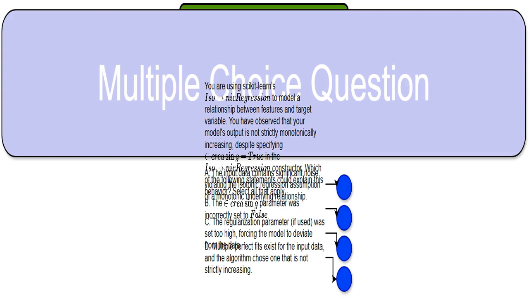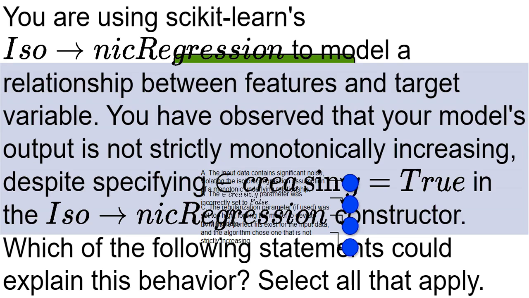I'm answering a multiple-choice question. I need to choose the best explanations for why isotonic regression might not be producing a strictly increasing function, even when I tell it to be. I'm using scikit-learn's isotonic regression to build a model, but something's wrong. Even though I told the algorithm to only give me increasing results, increasing equals true, the output isn't perfectly increasing. I need to figure out why that's happening.